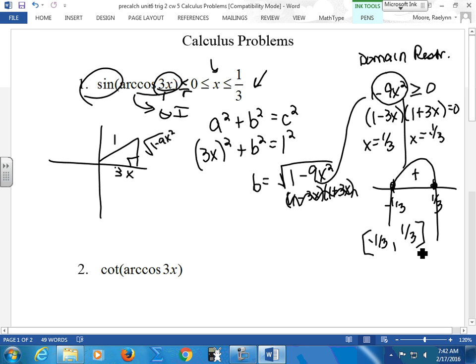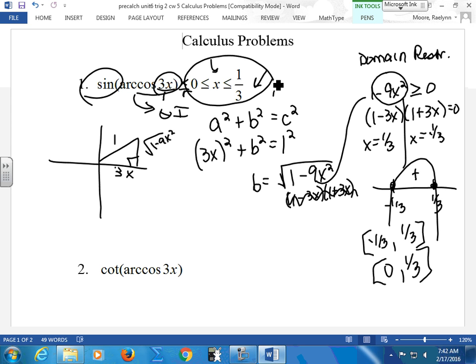But we have one other problem. What quadrant are we in? 1. So can we ever be negative? No. Therefore, my domain is going to go from 0 to 1/3, which is what they put right here. They just qualified this. So we have a little domain restriction. We're going to use this side, but we have to use it with a limit here.